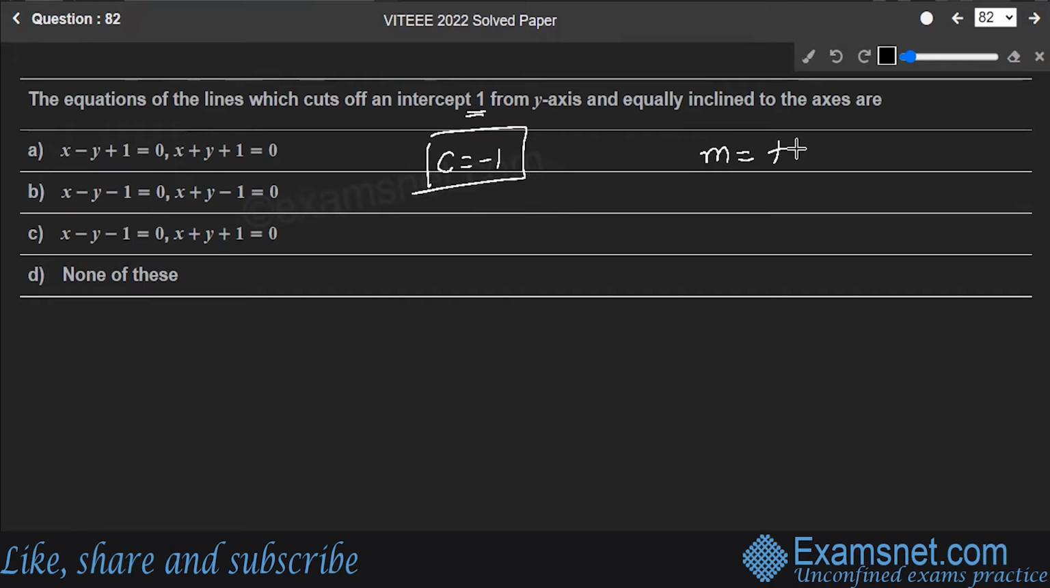And you know the slope is given by tangent of theta. It's saying it's equally inclined to the axes, which means theta is equal to 45 degrees. So the slope is equal to tangent of 45 degrees, and you know that is equal to 1.